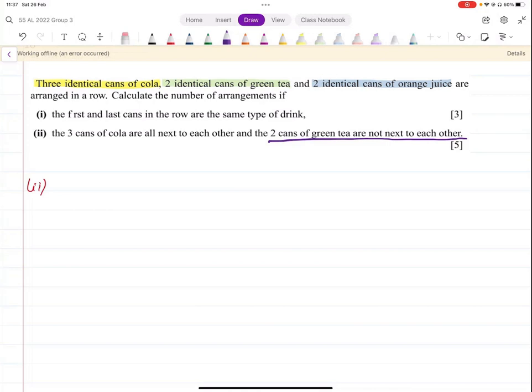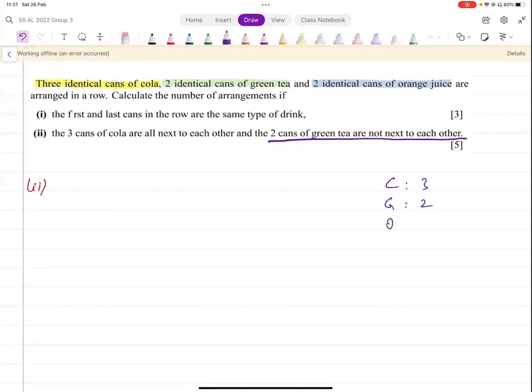Right? So green tea ko bhi side pe kar de. We have to write down here. We've got cola, green tea, and oranges. Okay, so cola, we've got 3 cans of that. Green tea, we have 2 cans of that.